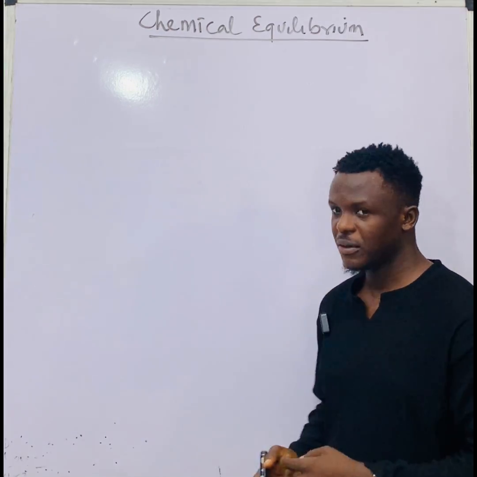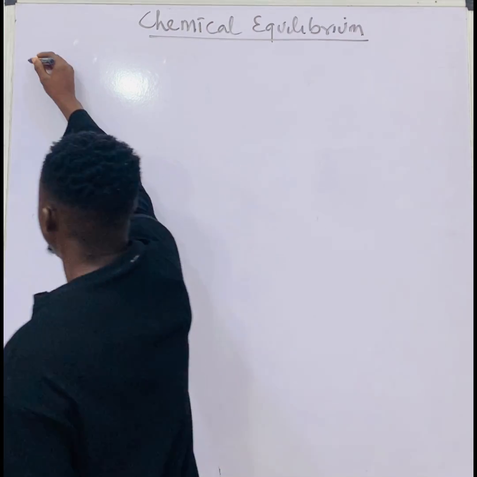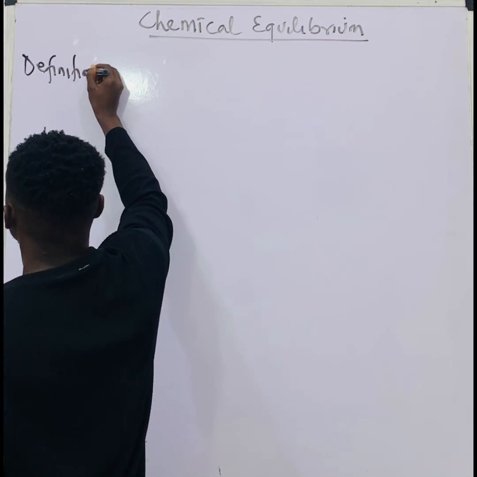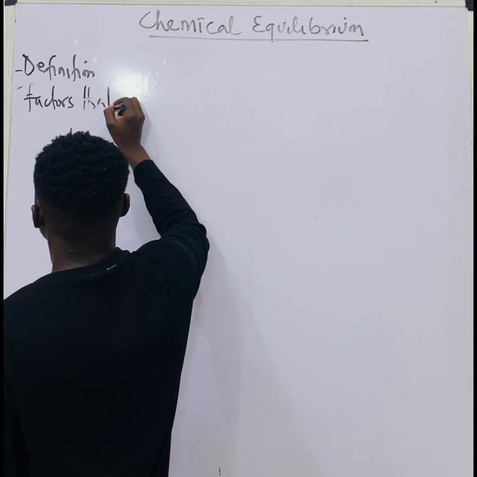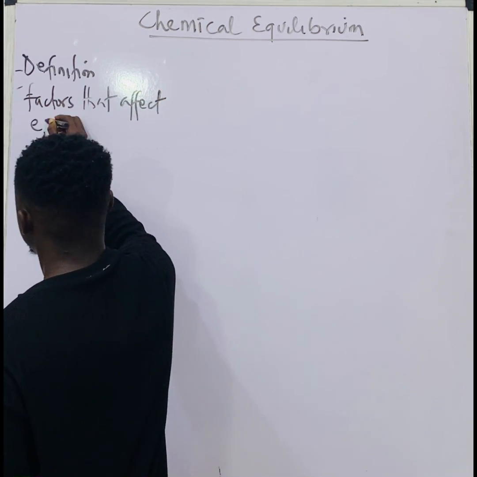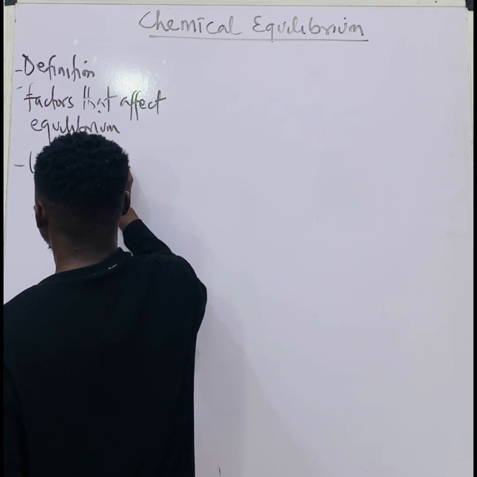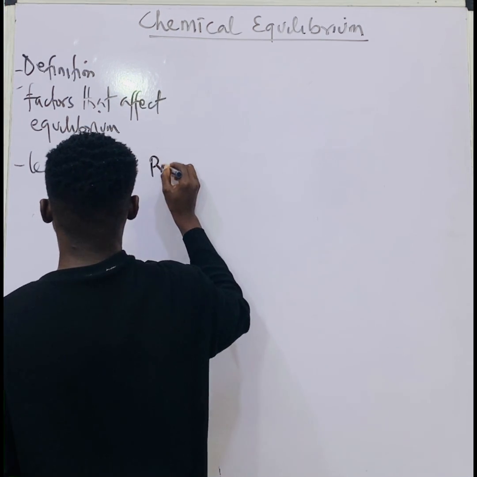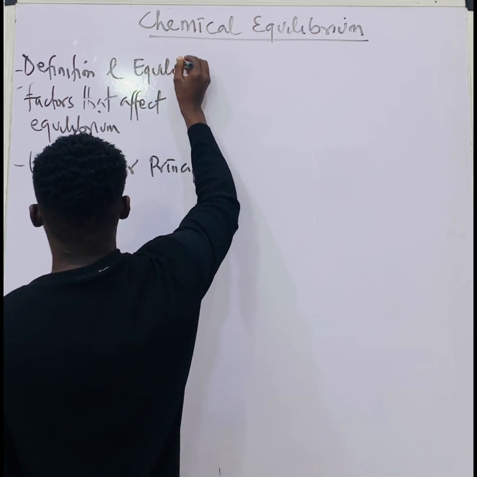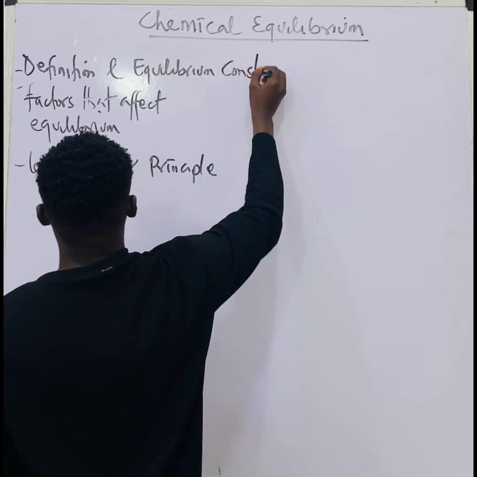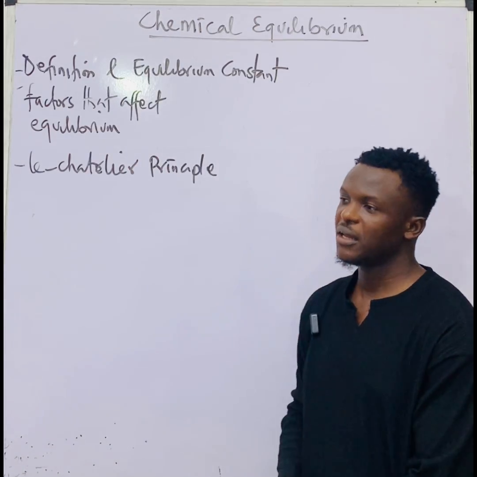So the first topic we want to talk about is chemical equilibrium. Now, under chemical equilibrium, what do we need? First, we need the definition of the term. We also need factors that affect equilibrium, and Le Chatelier's principle. So the first thing here, we want to talk about the definition of chemical equilibrium.